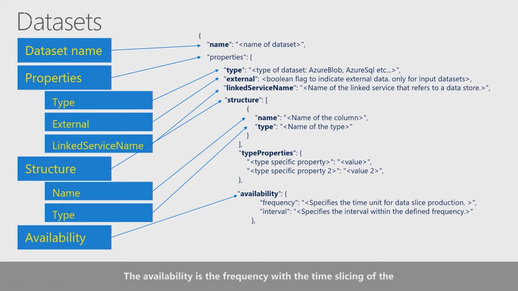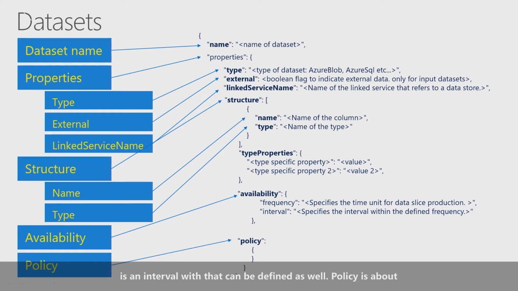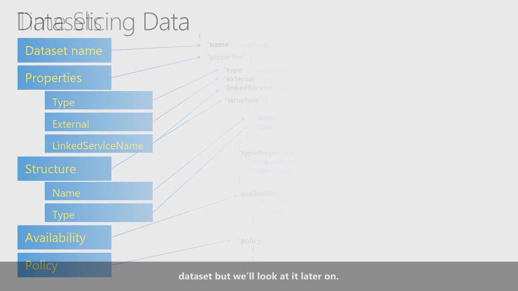The availability is the frequency, with the time slicing of the data and how frequently you're going to do that. There is an interval that can be defined as well. Policy is about the availability, which I'll go into in a later slide. I deliberately omitted it at this point. I just want to call out here that for completeness, you would define a policy within a dataset, but we'll look at it later on.